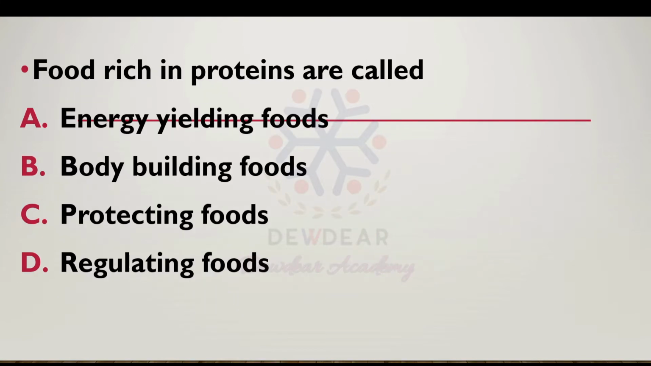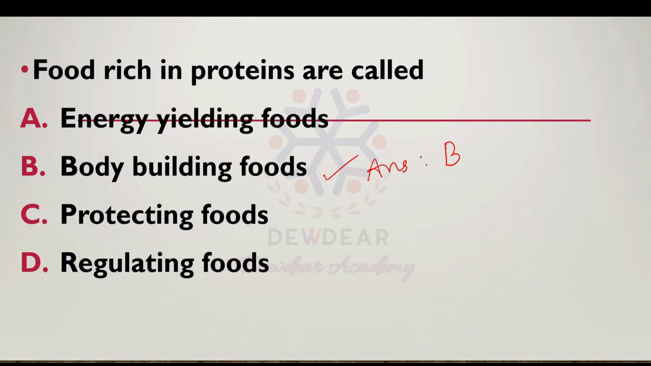The next question. Food rich in proteins are called. Options: energy yielding foods, bodybuilding foods, protecting foods, and regulating foods. Here the correct answer is bodybuilding foods. Food rich in proteins are called bodybuilding foods. This is the correct answer. Answer is B.